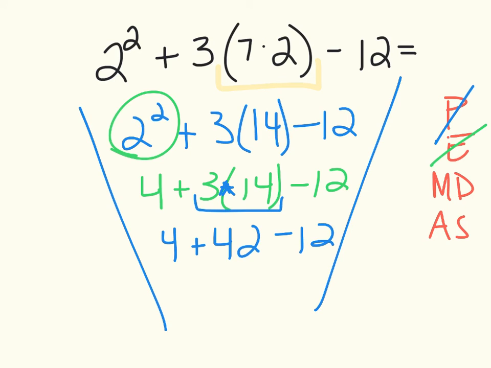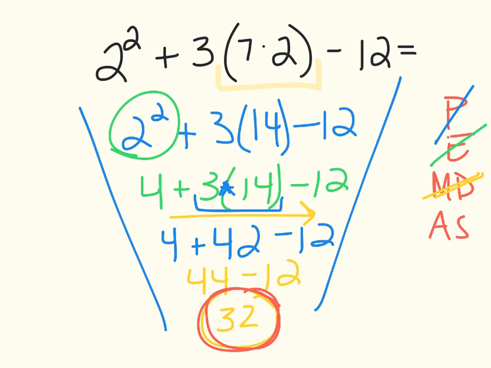I have no more multiplication or division, so I'm going to move on to addition and subtraction. And now I'm just going to solve from left to right. 42 plus 4 is 44. And then think about 44 minus 12 is going to be 32. So my final answer to this order of operation or multi-step expression number sentence would be 32.